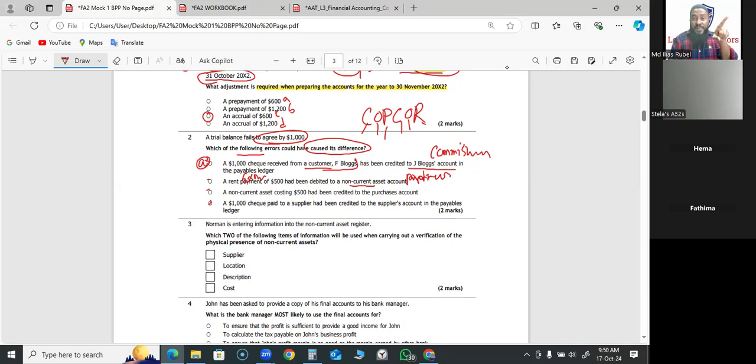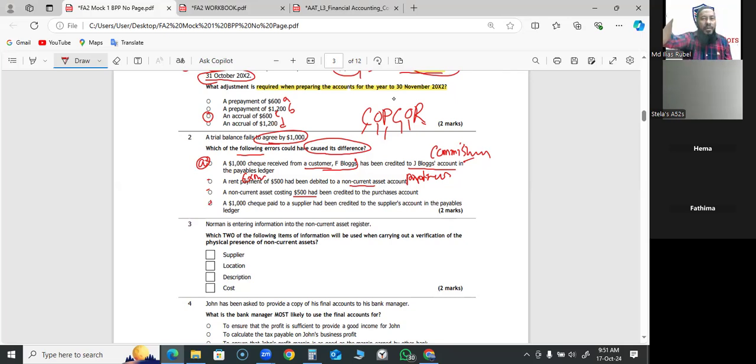Why is it principle? One expense, you put in the asset, or asset into the expense, vice versa, that is a principle. Completely different account. And error of commission means similar account. One expense into another expense, one asset into another. How about the next one? A non-current asset costing 500 had been credited to the purchase account. Now look at this. Can you credit any asset or purchase? My question. Assets and purchases are always debit. Thank you.